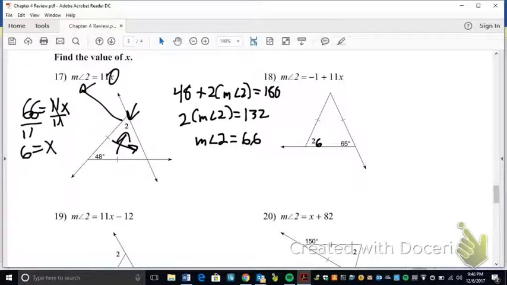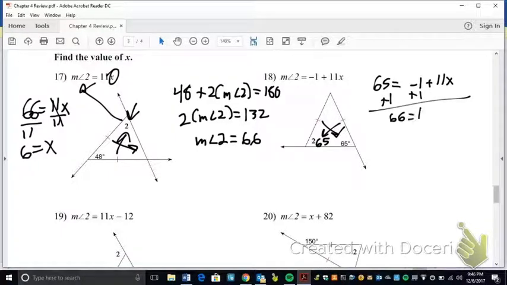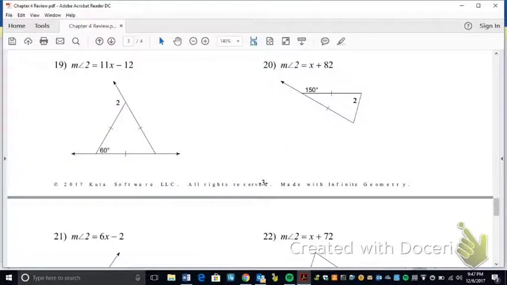18. Again, here we have an isosceles triangle, which means that those two base angles are congruent. Since one is 65, they're both 65. So plug 65 in up top. 65 equals negative 1 plus 11x. We're going to add 1 to both sides, and we get 66 equals 11x. We're going to divide 11 both sides, and we get x equals 6, just like 17. What a coinky-dink. Okay, 19.